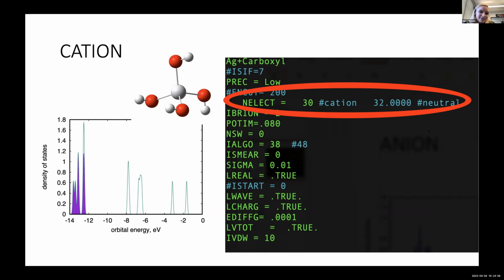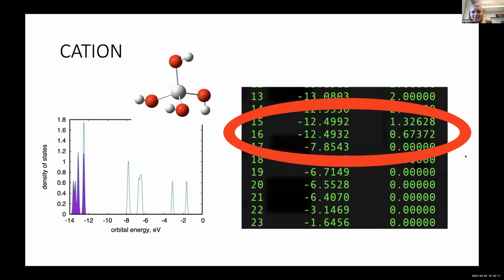And I've plotted the density of states for this molecule as well. You can see that in the valence band, that top state is not fully occupied now. And so here are the states and the occupations. And we can see that the lowest unoccupied orbital is number 17 and the highest occupied is 16.